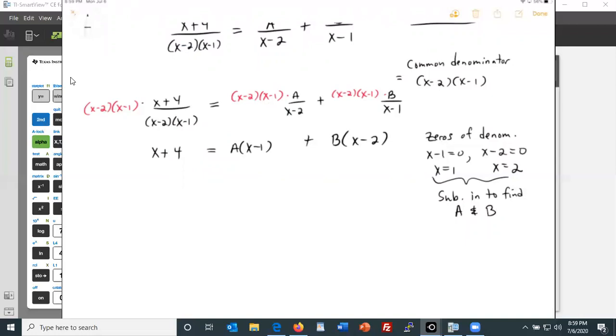So you substitute in 1 first. So we'll let x equal 1. So we get 1 plus 4 equals a times 1 minus 1 plus b times 1 minus 2. So I get 5 equals 0. And then here we get b times minus 1 is minus b. So then therefore b is negative 5.